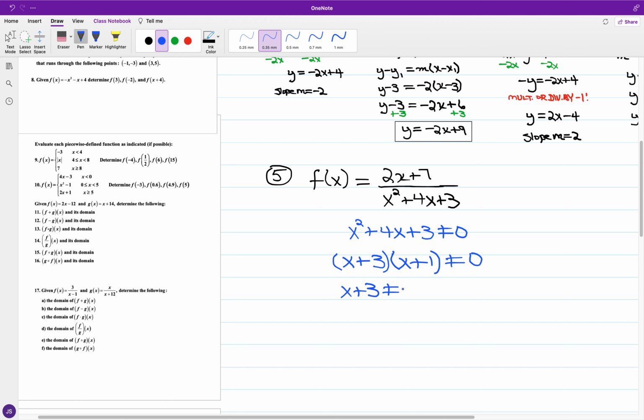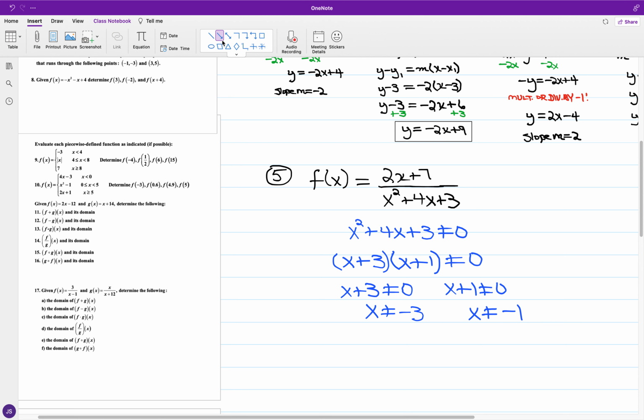So for x plus 3, if this cannot be 0, then x cannot be negative 3. Now for x plus 1, the other factor, if this cannot be 0, then x cannot be equal to negative 1. So we have two specified values excluded from the domain.